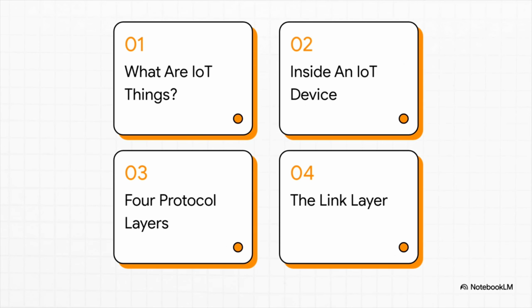So, here's our blueprint for today. First, we'll cover what IoT things actually are. Second, we'll peek inside an IoT device. Third, we'll outline the 4 protocol layers. And finally, we'll spend some time exploring the link layer.